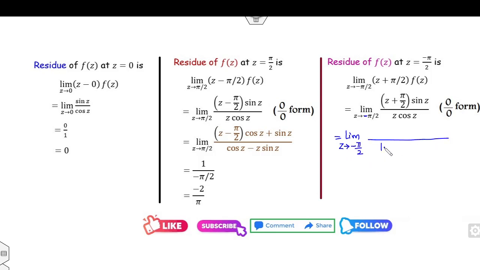Again, I can use L'Hopital's rule: 1 into cos z minus sin z into sin z, over 1 into sin z plus (z plus pi over 2) into cos z. When you take z equal to minus pi by 2, the cos value will be 0. Sine of minus pi by 2 is minus 1, and minus pi over 2 times... sine of minus pi by 2 is again minus 1. So minus divided by minus is a plus, and 2 over pi is the right answer.